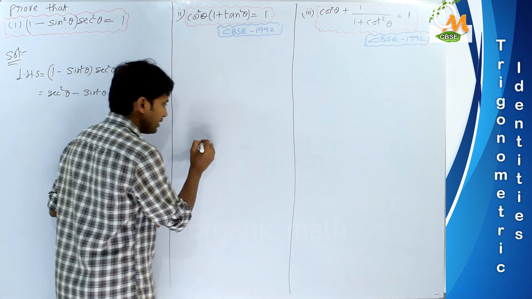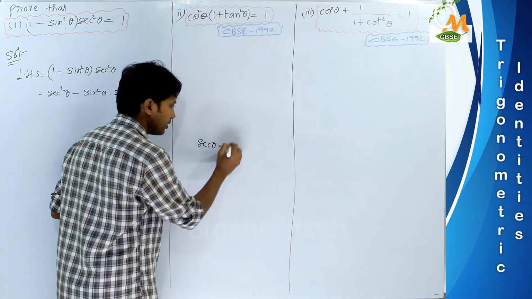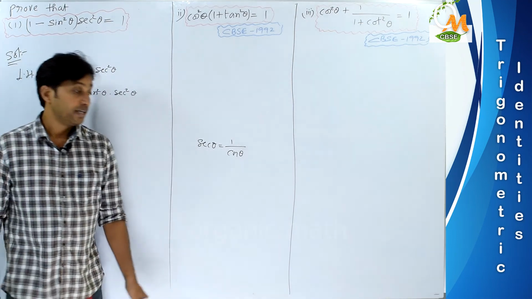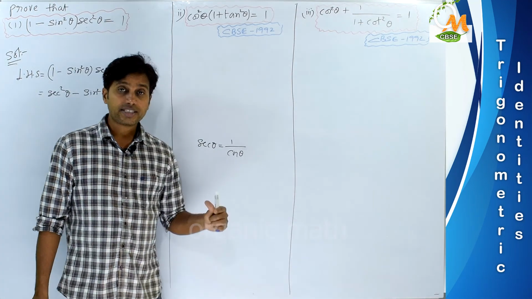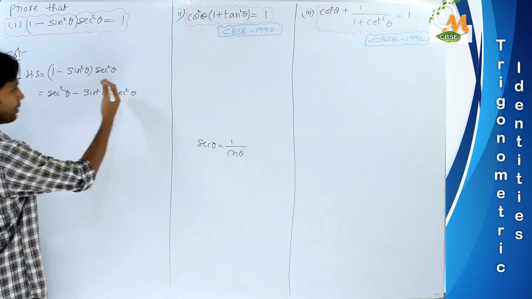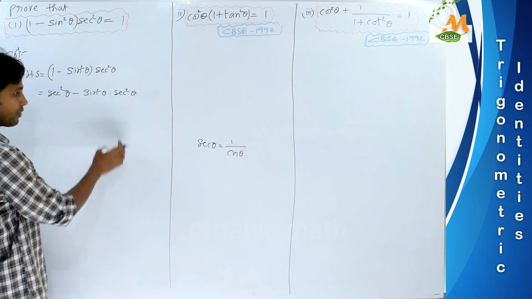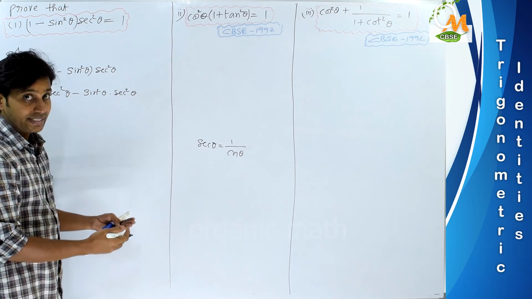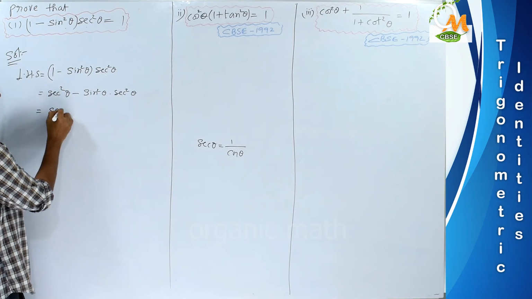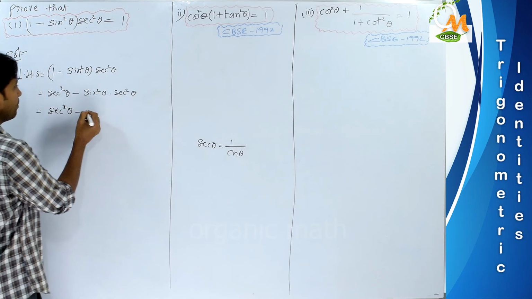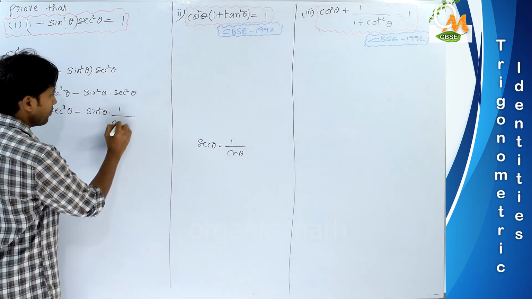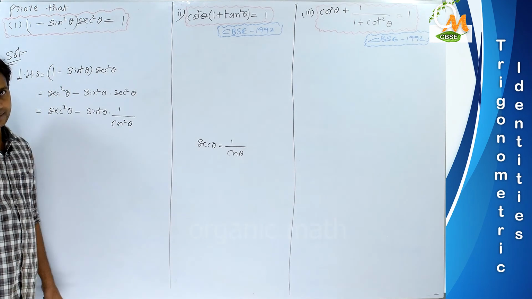Here we know that secant theta equal to what? 1 by cos theta or not? Exactly, because here secant theta and cos theta are reciprocals of each other. So we can write this secant theta as 1 by cos theta. So secant theta whole square as 1 by cos theta whole square. That would be your 1 by cos square theta. Right? So here this is secant square theta minus this is sine square theta into this is 1 by cos square theta as we said.